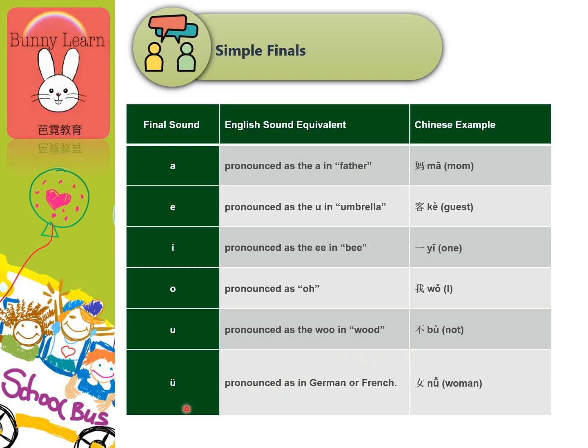Ü. This final is pronounced the same way as you would pronounce it in German or French. So if you happen to speak German or French, then this should be pretty easy for you. However, if you don't, there's not really an English equivalent for this final, but the best way to explain it is to pucker your lips as you would if you're making a whistle noise, and then make the sound from the back of your throat. Here's a Chinese example: 女, nǚ, 语, yǔ.